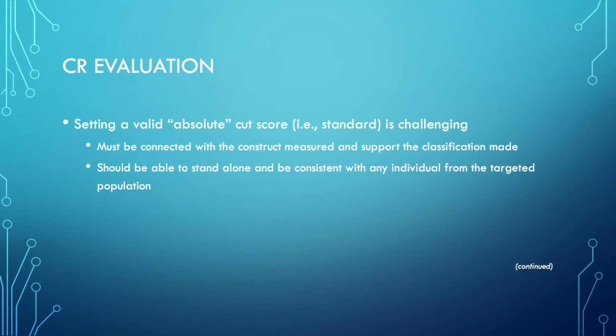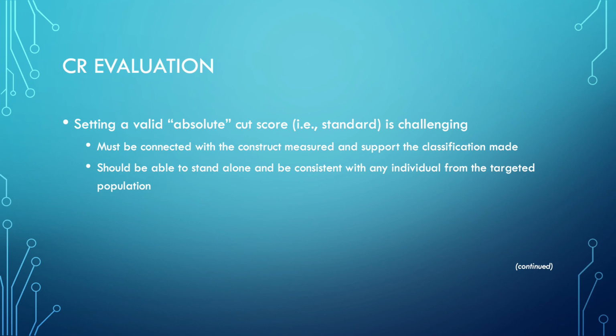Regarding criterion-referenced evaluations, we need to set a valid absolute cut score or a standard, and that can be really challenging. It must be connected with the construct that's being measured and support the classification made. It should also be able to stand alone and be consistent with any individual from the targeted population. The consequences of the decision based on standard criterion evaluations can be really serious.